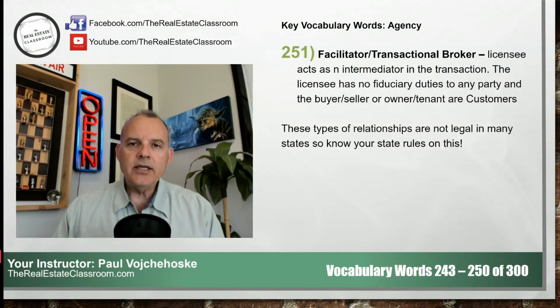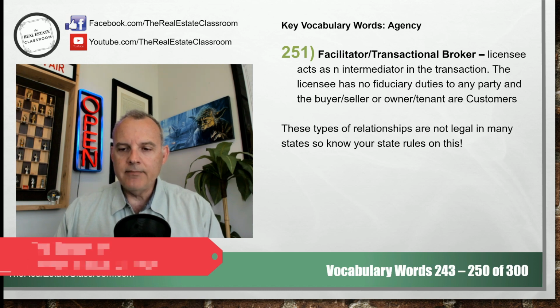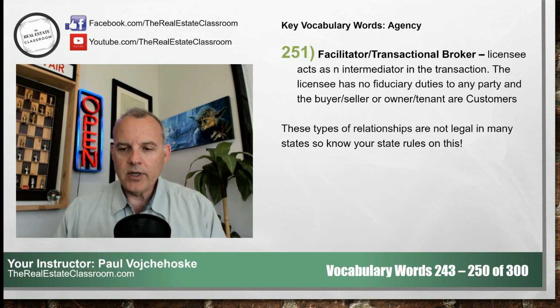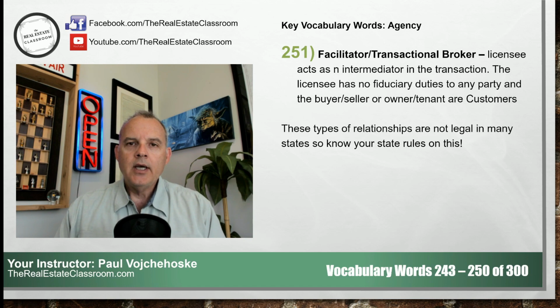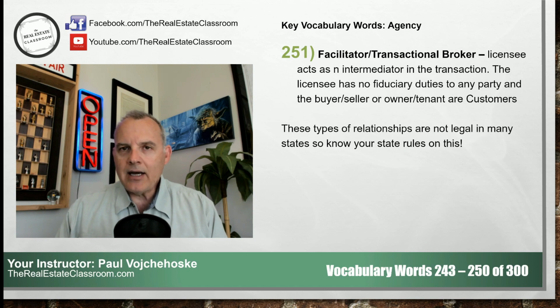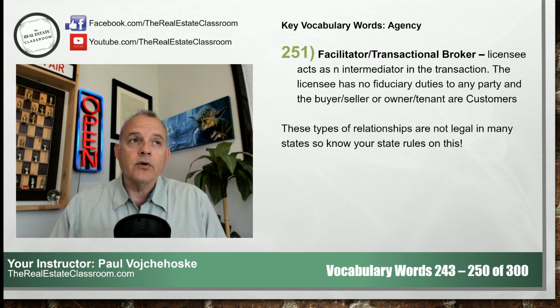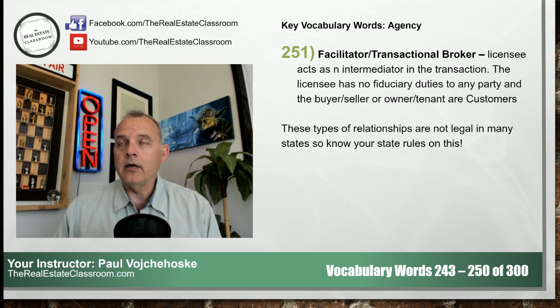And last but not least, 251, and down in the bottom right-hand corner of your screen, I actually misnumbered this. It should be 243 through 251. But I do want to talk about what's called a facilitator or a transactional broker. Many states allow this, but many do not. So you have to know your specific state and what their state law is regarding this. For example, I'm in Nebraska, and we don't allow legally this type of transaction.